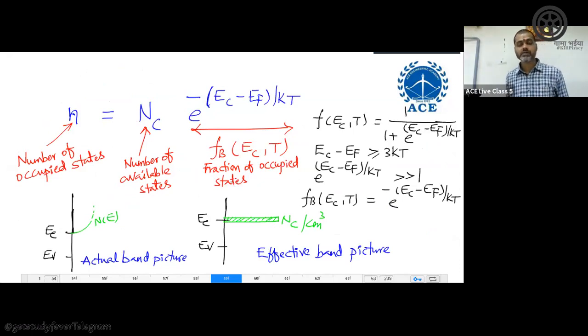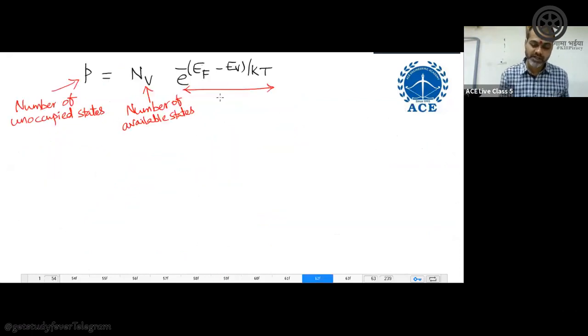Yes, fraction of occupied states. So that is the reason why we are multiplying with FB of EC comma T. Now here it is nothing but 1 minus FB of EC comma T. Nothing but, can I say, fraction of unoccupied states. Am I correct? So here these are number of available states.